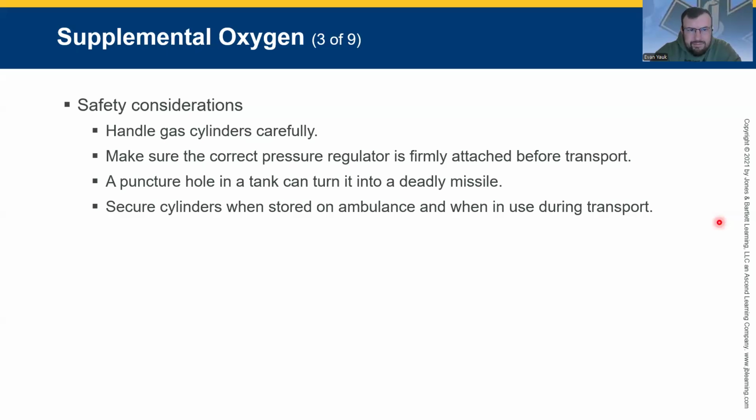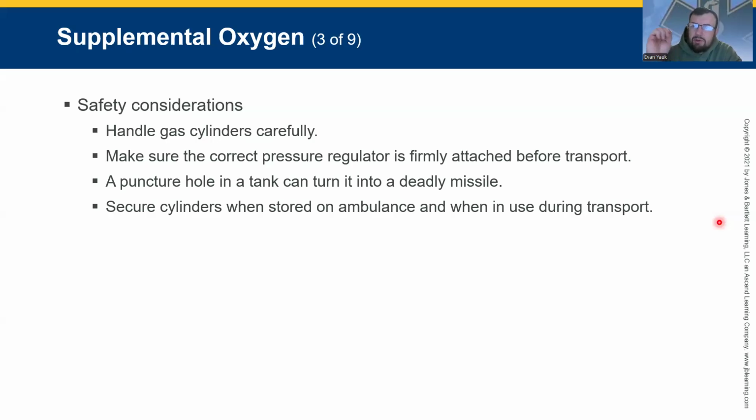So we always want to, and there's a skill checkoff sheet for this, you guys will learn, handle those carefully and inspect them. We want to inspect our regulators, listen for leaks, and check to make sure that our regulator gauge is reading correctly. These tanks are under about 2,000 pounds of pressure per square inch, so a puncture in this tank will literally turn it into a missile.